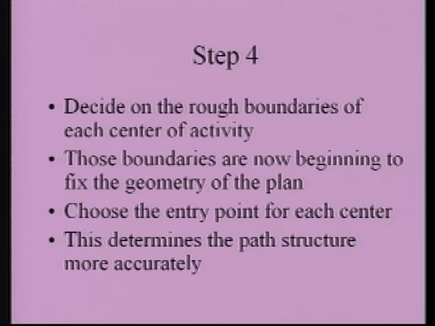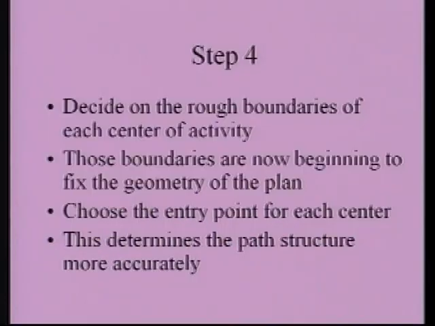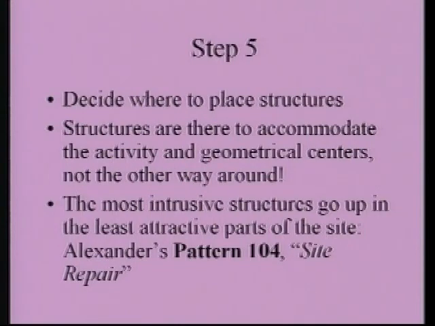Now we go back in a recursive type of computation, and we outline very roughly the boundaries of each center of activity. So far we have marked just the focus of each center of activity, and now we need to define the rough boundaries. How large is this activity, so that we begin to get a better sense of the geometry of our plan. We then choose the entry point for each center, because we now have a vague idea of the paths that are going to connect the centers of activity. So now the path will have to have an entry point, since we have the boundaries of each center, and this not only defines the geometry of the centers better, but it also determines the path structure more accurately. Again, this is a recursive process, and each step goes back and fixes and fine-tunes each previous step.